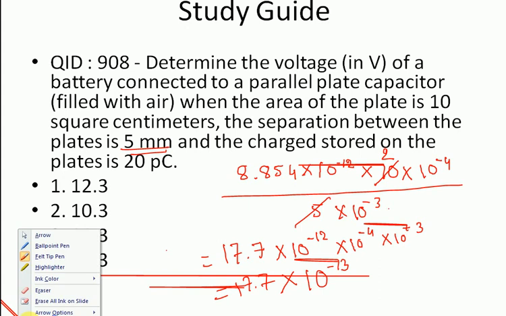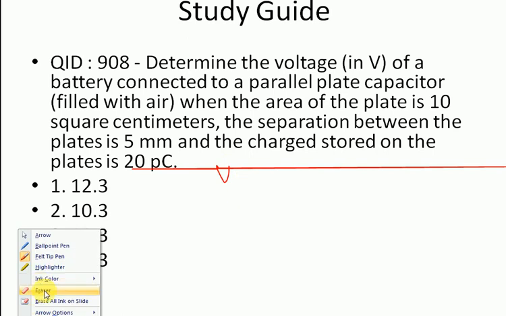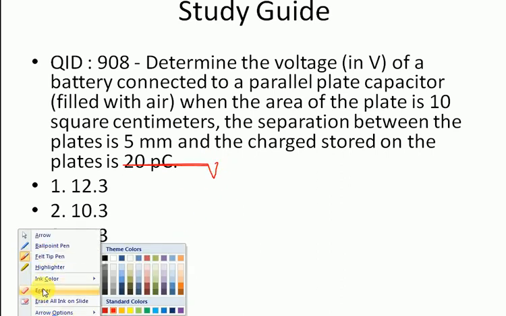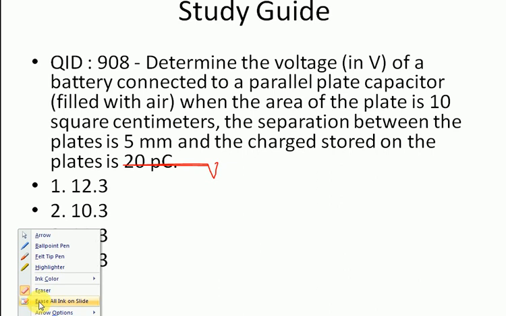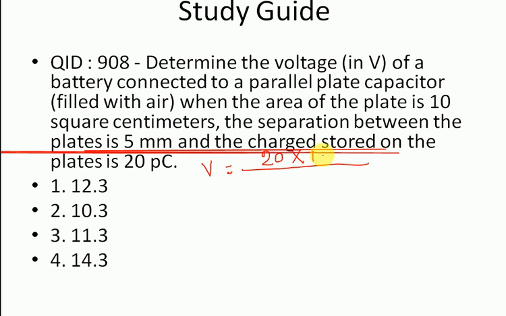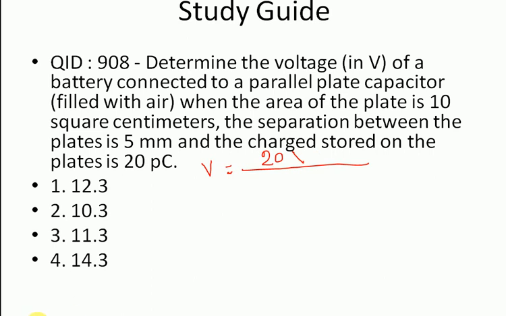Now if I make the final formula, we have to find the V, and V is equal to Q. What is Q given? 20 into 10 to the power minus 12. 20 into 10 to the power minus 12.